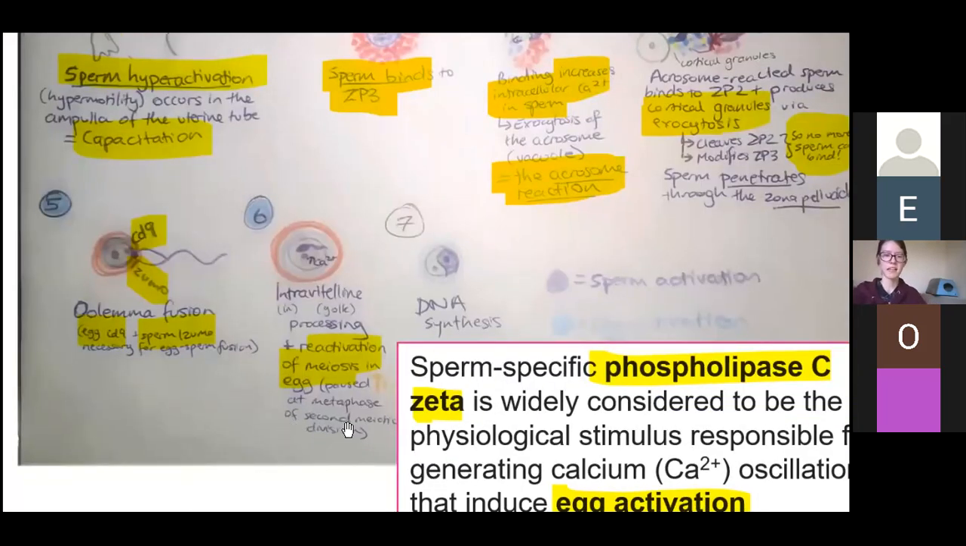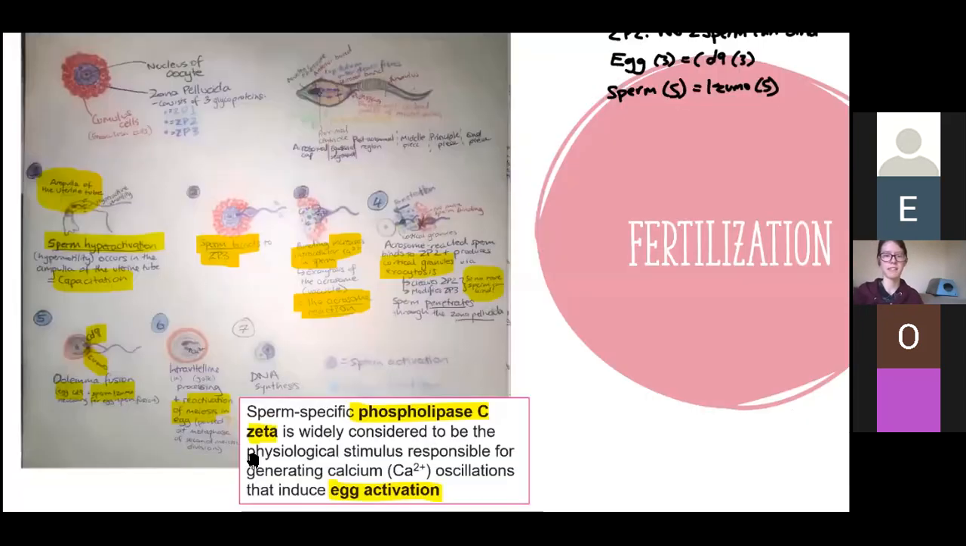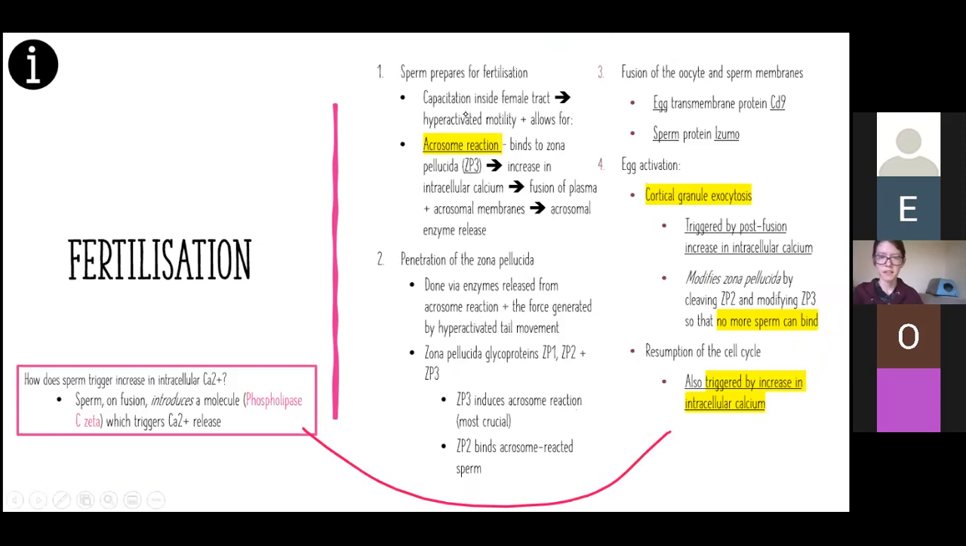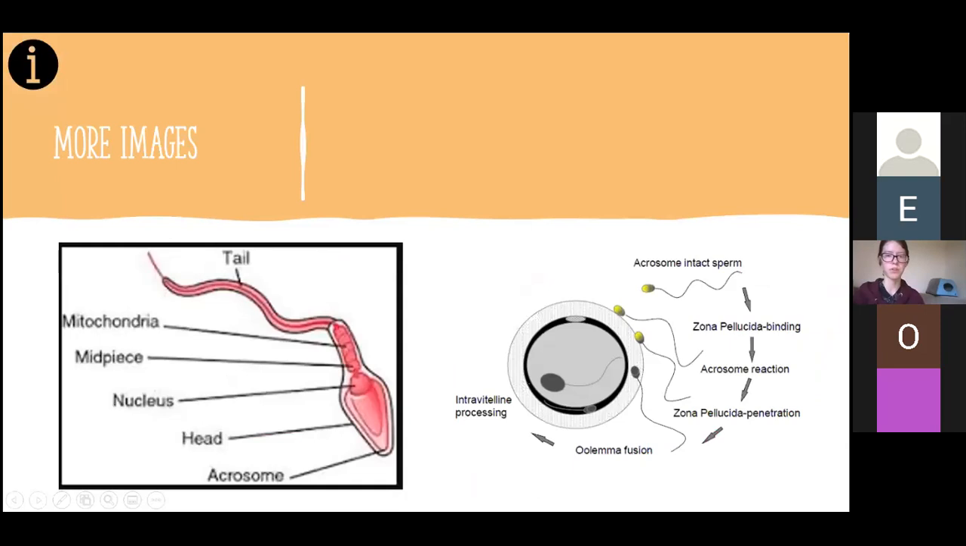Last point is that sperm-specific phospholipase C zeta apparently is widely considered to be the physiological stimulus responsible for generating those calcium oscillations that induce egg activation. It's just really annoying specifics, but they do have questions on it. So here's a better, clearer version of that and some more images for you.